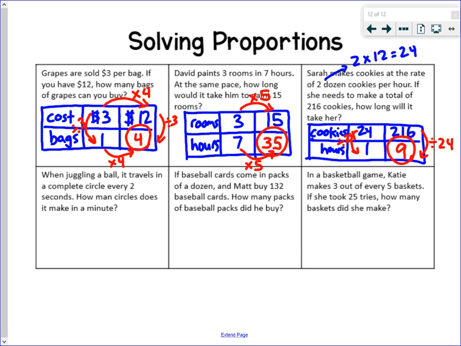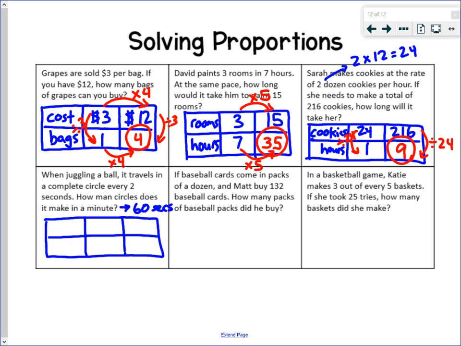When juggling a ball, it travels in a complete circle every 2 seconds. How many circles does it make in a minute? So remember, a minute has 60 seconds. So for this problem, first of all, it's every 2 seconds. So 1 circle in 2 seconds. And they ask how many circles does it make in a minute. So remember, a minute is 60 seconds.